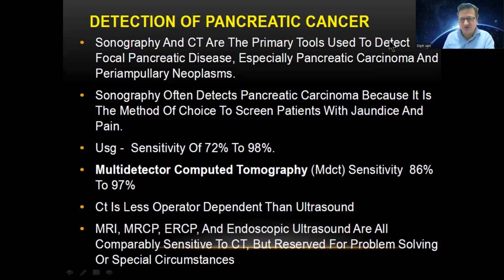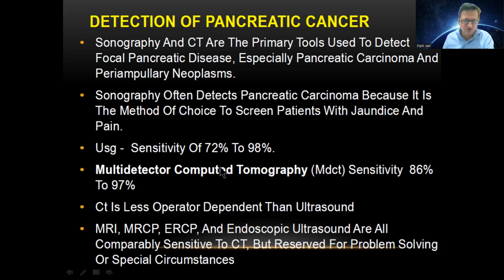Some important points regarding pancreatic carcinoma: how can we detect pancreatic cancer? Sonography and CT are the primary tools to detect pancreatic cancer, especially pancreatic carcinoma in periampullary neoplasm. Sonography often detects pancreatic carcinoma because it is the method of choice to screen patients with jaundice and pain, so you have the opportunity to detect it.